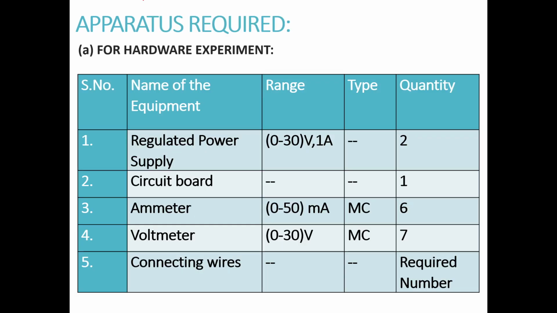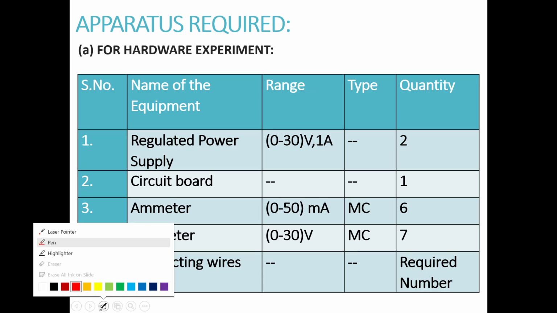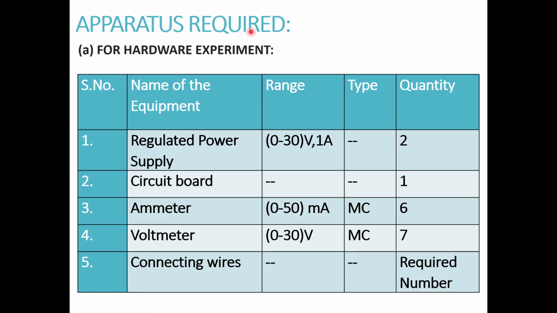Now, apparatus required for doing the hardware experiment. The apparatus required must always be written in your observation or record in a tabular column: serial number, name of the equipment, range, type and quantity. The equipment required are regulated power supply of range 0 to 30 volts, 1 ampere, and we need two regulated power supplies here, so quantity is 2. Circuit board we require only one, quantity is 1.